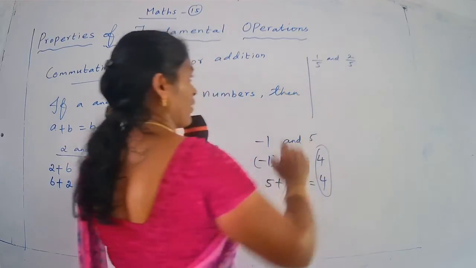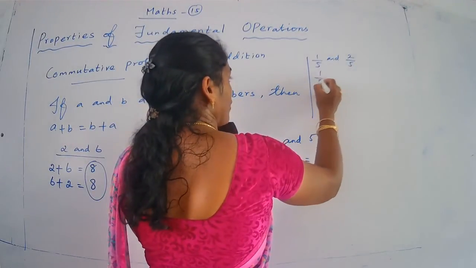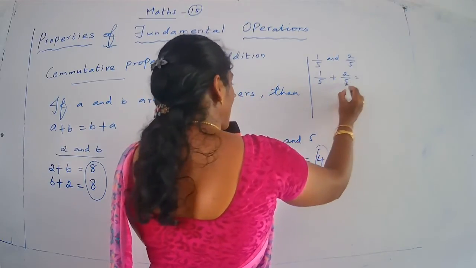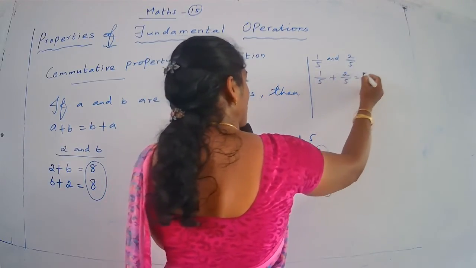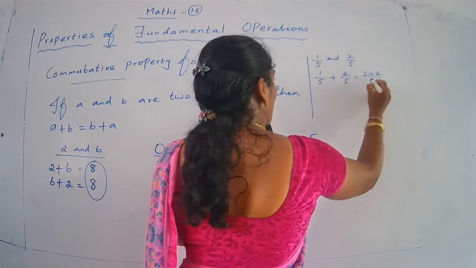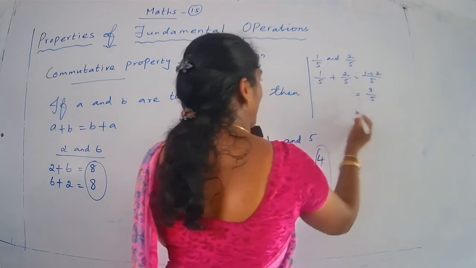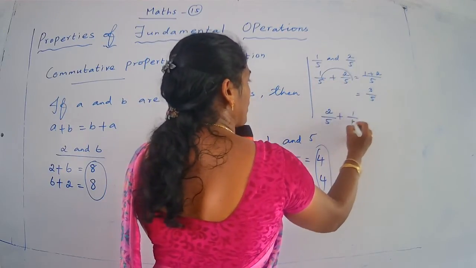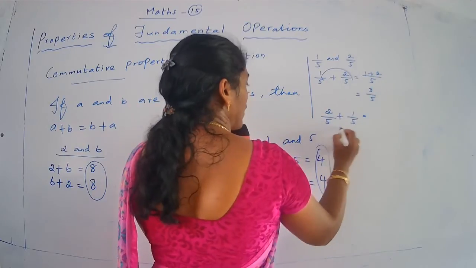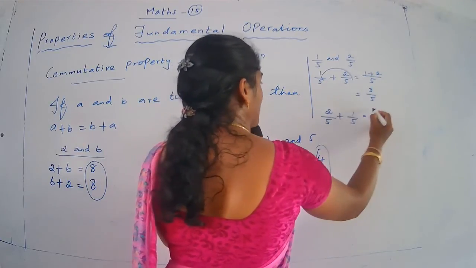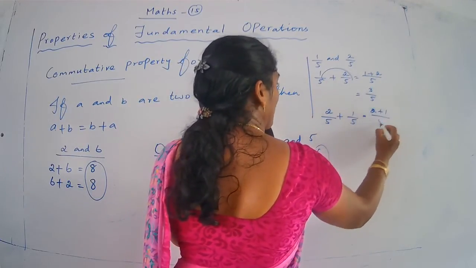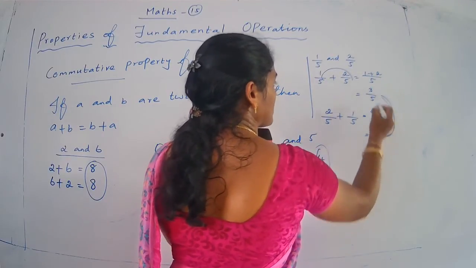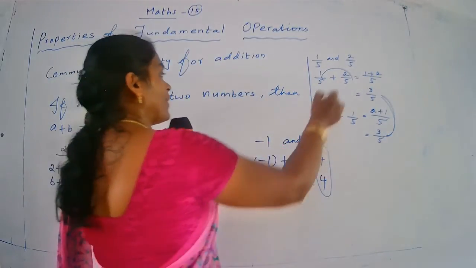Okay, children, this is natural numbers, whole numbers, integers and rational numbers. You see that all the answers are the same. Yes, children? Yes or no? In all the above cases, we see that the answers are the same irrespective of the order of numbers. So the commutative property is true for addition of numbers. Okay, children, are you clear?